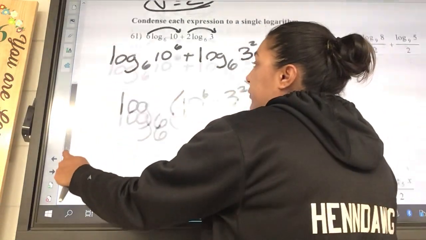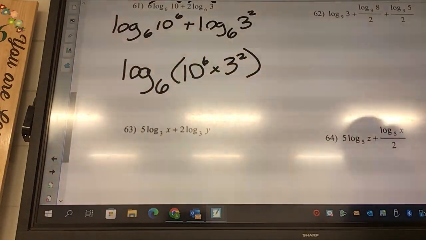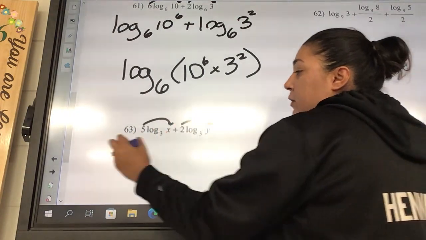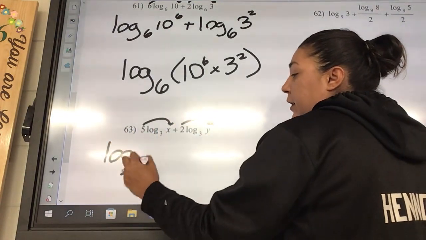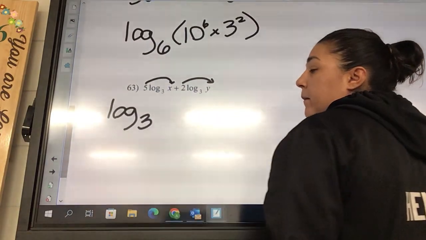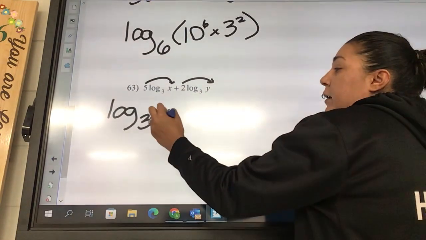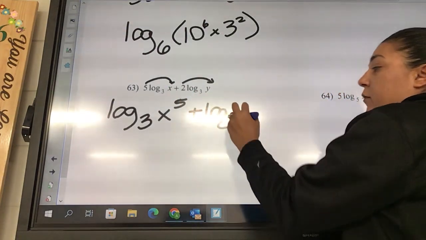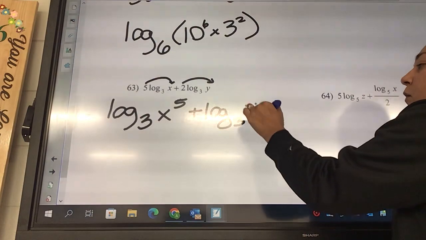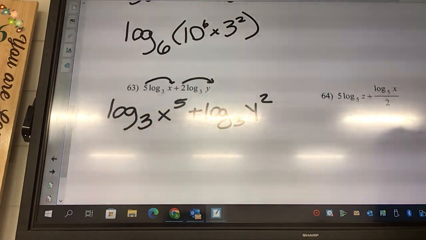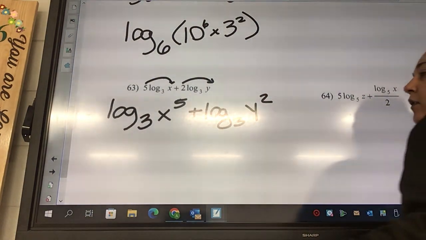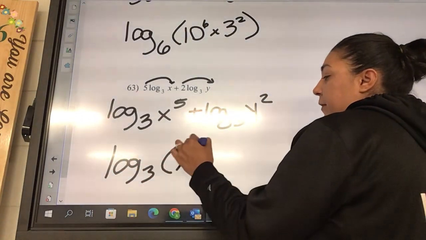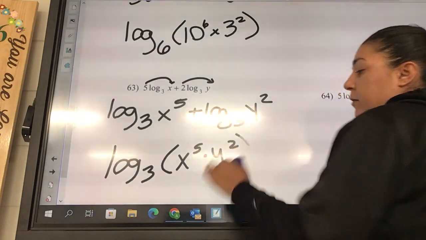Okay, if we're looking at 63, are there numbers up front? Yeah, so we need to move those first. So it's gonna look like log 3 of what? X to the 5th plus log 3 of what? Y to the 2. Okay, and again, what goes with addition? Multiplication. So it's going to look like log 3 x^5 times y^2.